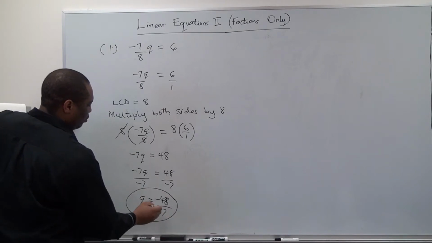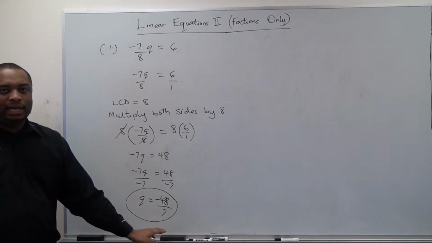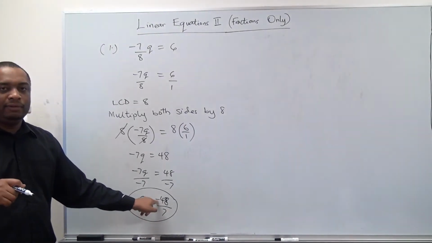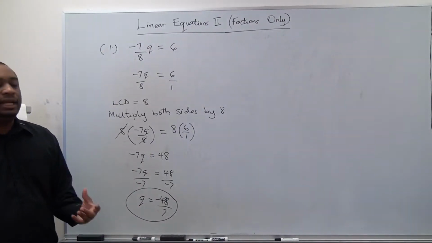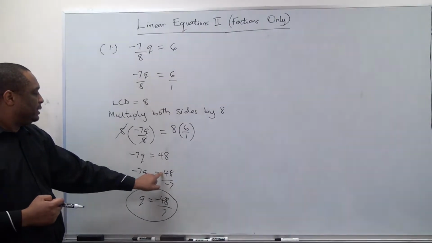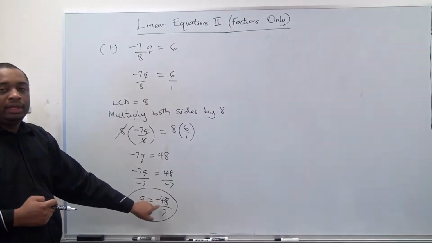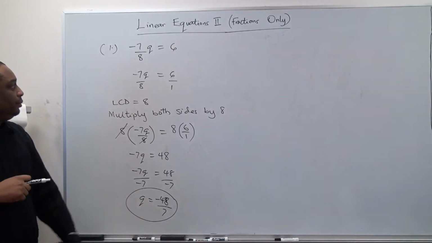Some people might ask, why is it not negative 7 over 48? I said this earlier on. We like putting the negative as the numerator on top, because positive divided by negative, this is positive 48, this is negative 7. Positive divided by negative will give us a negative. We just put the negative on top. So this gives us q.